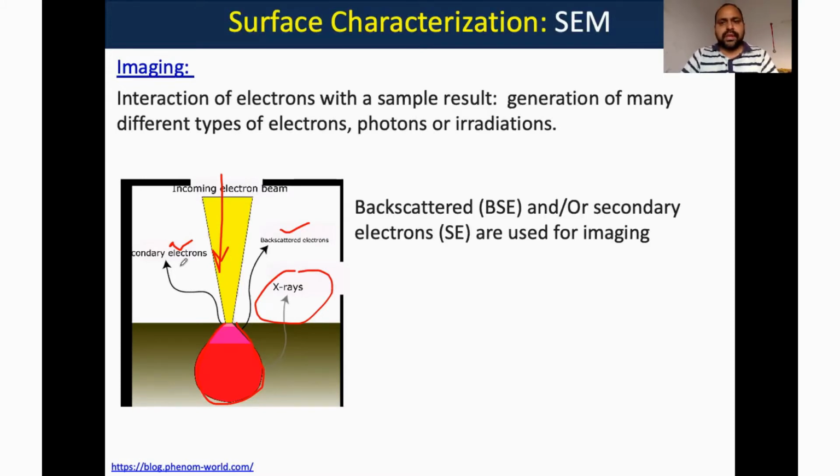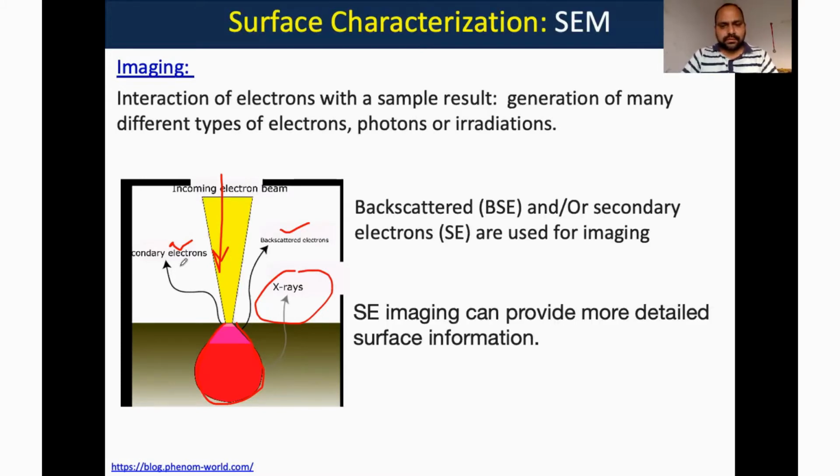So we have these two kinds of electrons, and by using secondary electrons we can get more detail about the topography or the surface information, like ups and downs, or what kind of shape and size the system has. That information may be acquired, and the resolution will be a little better.